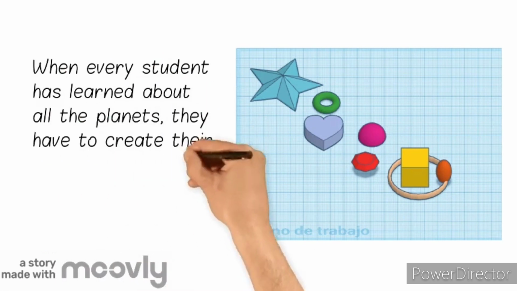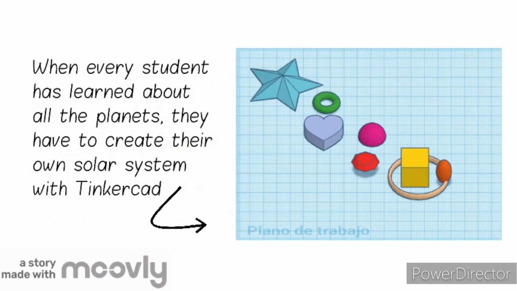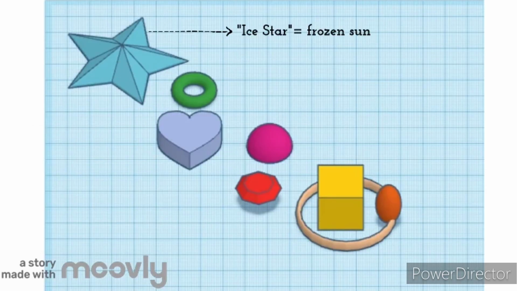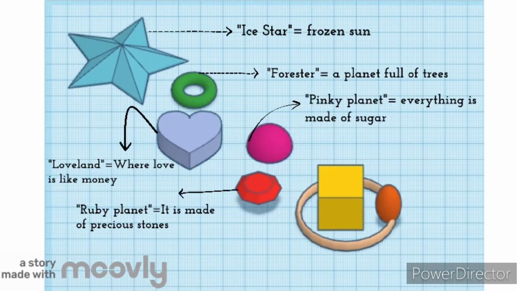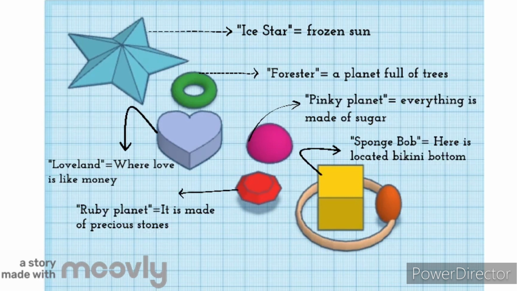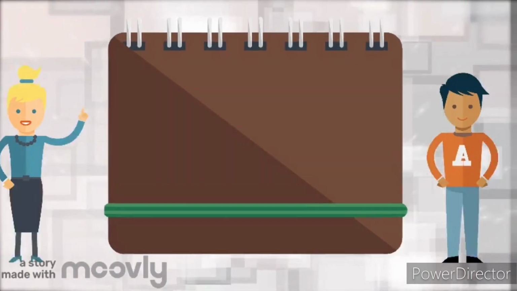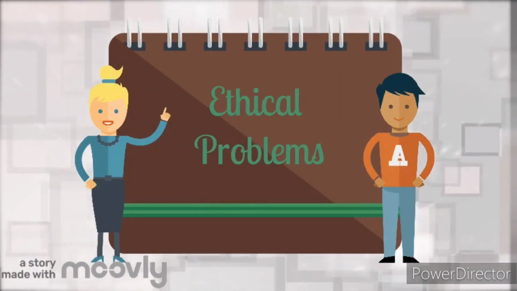When every student has learned about all the planets, they have to create their own solar system with Tinkercad. Finally, in that solar system, they have to grade the characteristics of each planet, like the ice star, the forester, the love land, the pinky planet, the ruby planet, or the SpongeBob planet. While doing this activity, we can find some ethical problems, so let's see how to solve them.